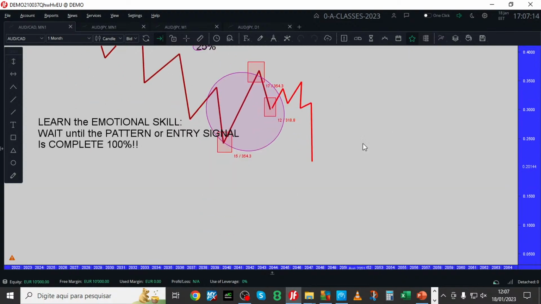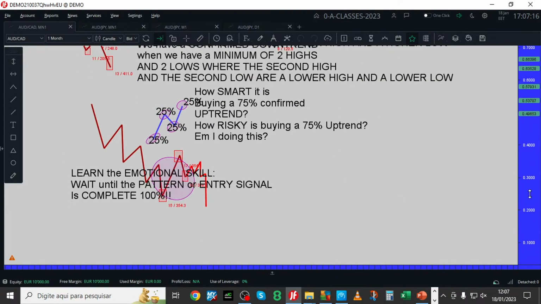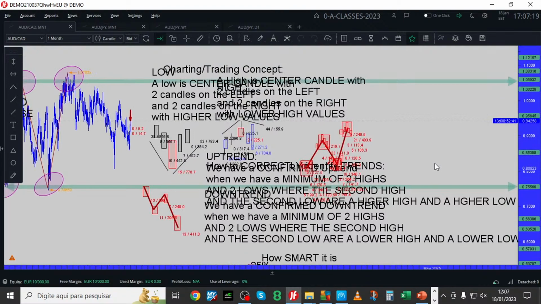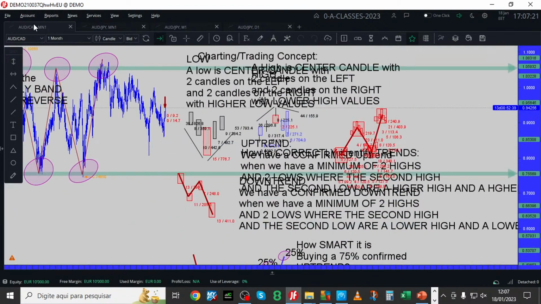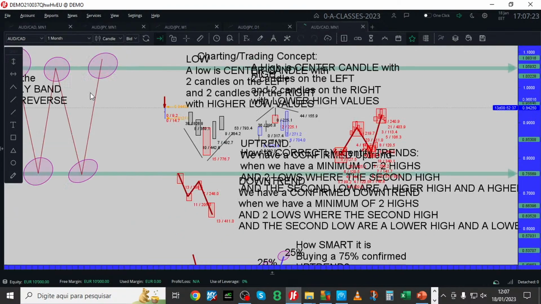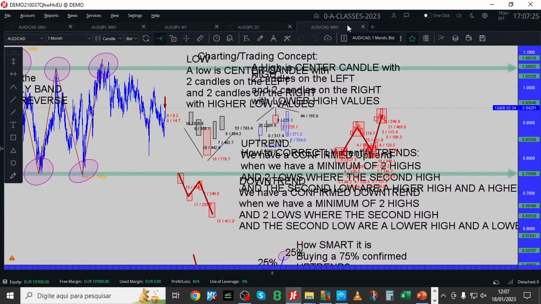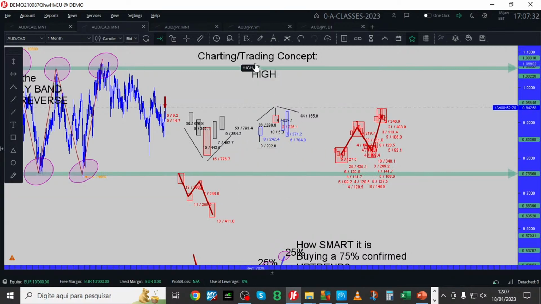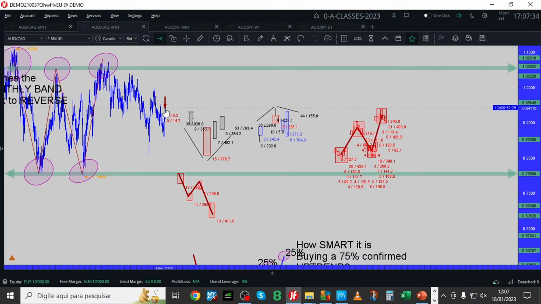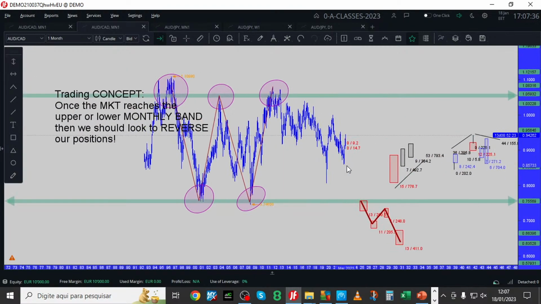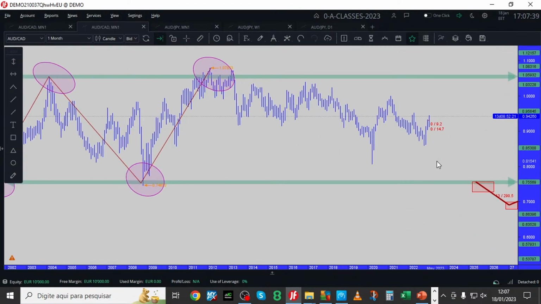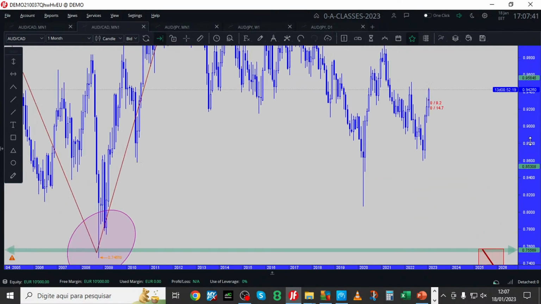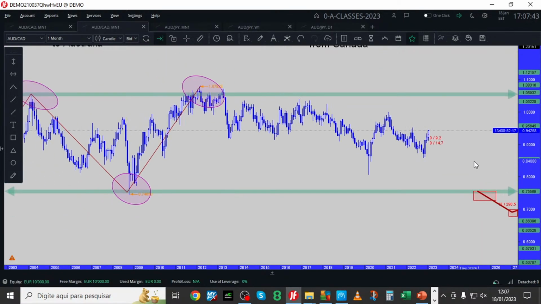Give it a second. Where is the chart? AUD CAD, there you go. So let's clone the chart, AUD CAD, and take out the text. Let's clean the chart a little bit. Okay, everybody, AUD CAD monthly chart. Is the trend up or down?